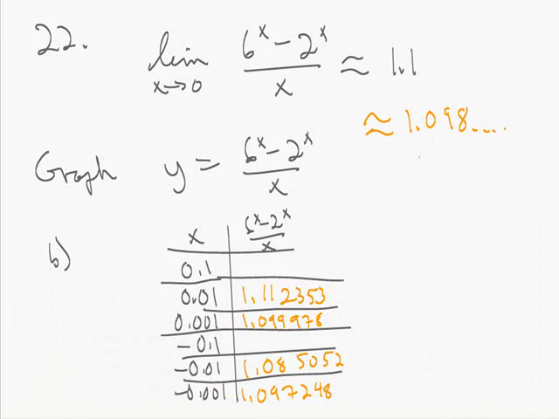So we guess 1.098. We can get more and more degrees of accuracy by taking values of x that are closer and closer to 0. For example, you could keep going and you could go 0.0001, negative 0.0001, and you would see the accuracy start to come in there with more and more places to the right of the decimal that get fixed. Alright, so that should be enough information to get you going on your 2.2 homework. And as always, if you have any questions, let me know.